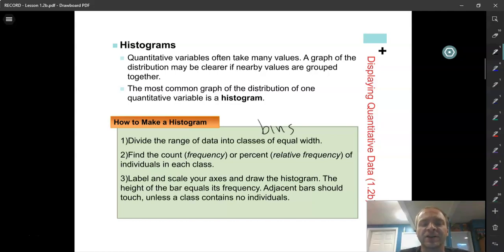The height of the bar should equal the frequency or the relative frequency, and adjacent bars should touch unless there is no data in that class. There are no individuals in that bin.